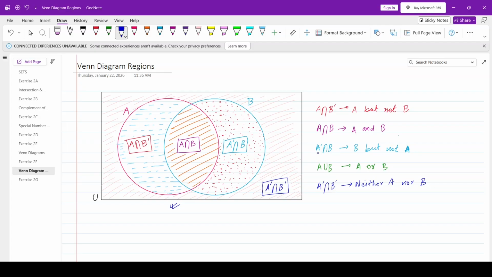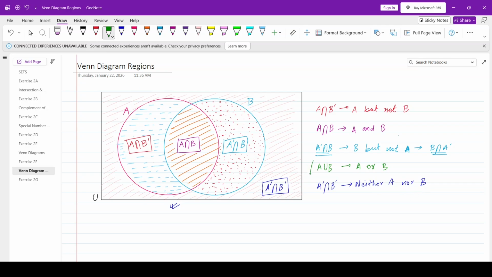So we can write it like A prime intersection B, or we can also write it like B intersection A prime. They both mean the same thing. Then we have this A prime intersection B prime. This is this region, and this is called the region where neither A nor B is present.